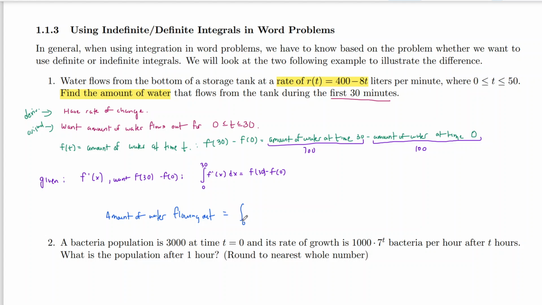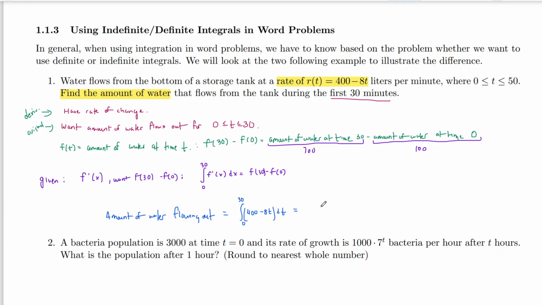We integrate from 0 to 30. We integrate the derivative, which is 400 minus 8t dt, because that's our letter. And you just set up and solve this antiderivative as a definite integral, and you're good to go. And because it is a definite integral, we know we don't need the plus c, we just need to integrate, plug in the endpoints, and simplify.